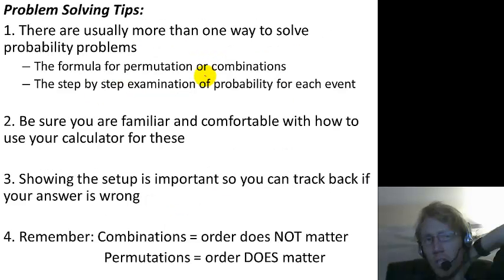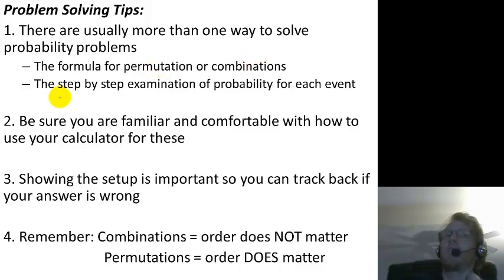Okay, so problem solving tips. There's usually more than one way to solve probability problems. You can use these factorials and formulas for combinations and permutations, or you can do a step-by-step sequence. And once we get to the examples, I'll show you exactly what I mean by a step-by-step examination. But a lot of probabilities, it's like 2 or 3 events happening in a row, and you can find the probability of each one and multiply them together.